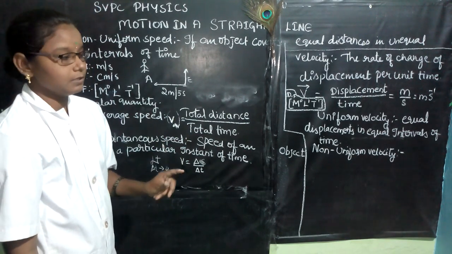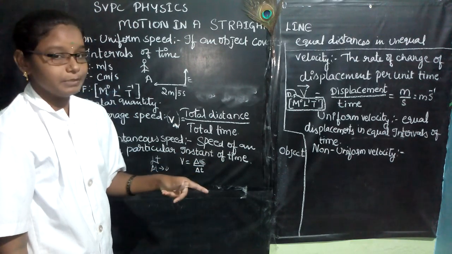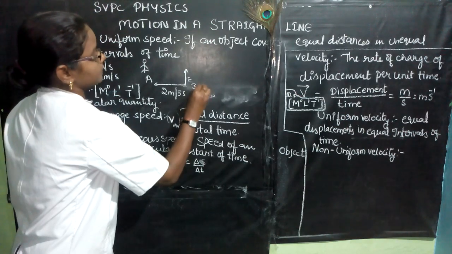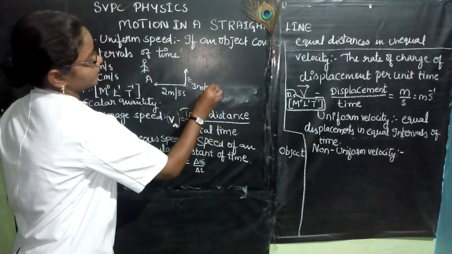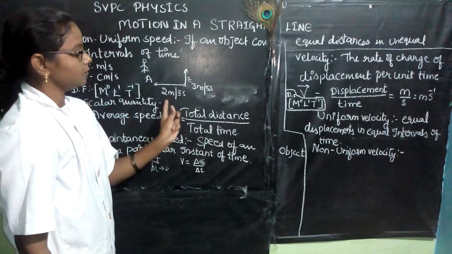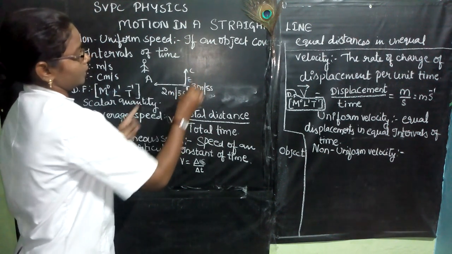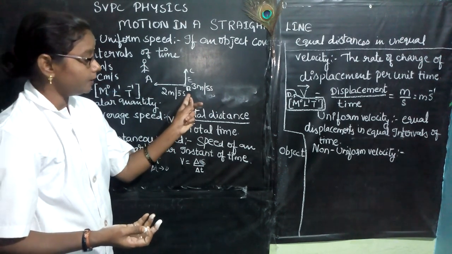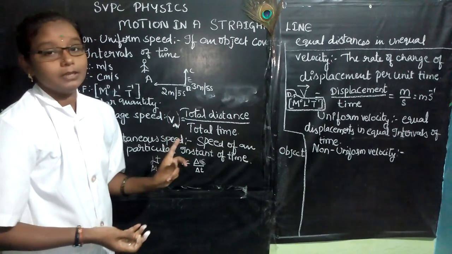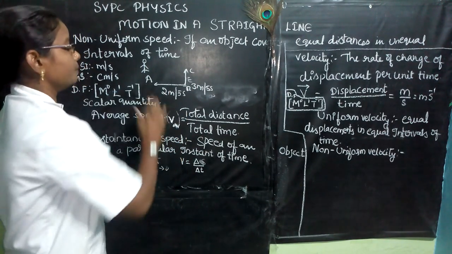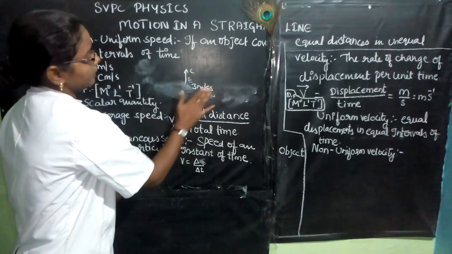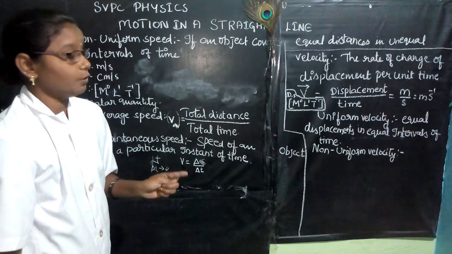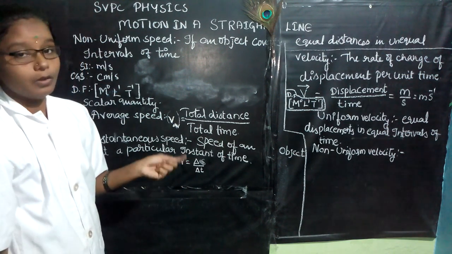Equal displacements, that is uniform speed. Non-uniform speed means unequal displacements. I can say here he covers 3 meters and takes 5 seconds. So from A, B, C, in the east direction, then in the north direction. Unequal displacements in equal intervals of time, then that is called non-uniform speed.